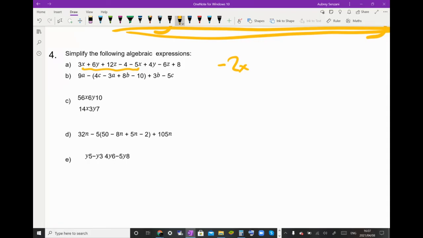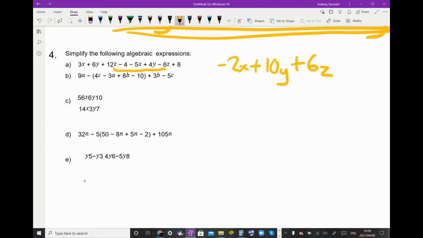Okay, I'm going to erase that so things are clear. Then this 6y plus 4y would then give us a plus 10y. Okay, that's dealt with. Then we have z. Do we have another z? Yes, we do. Those two would then get together. So that would be a positive 12z minus a 6z, which would then give us a positive 6z.